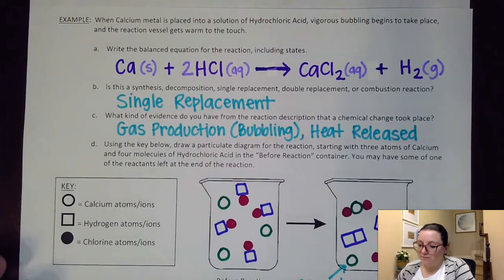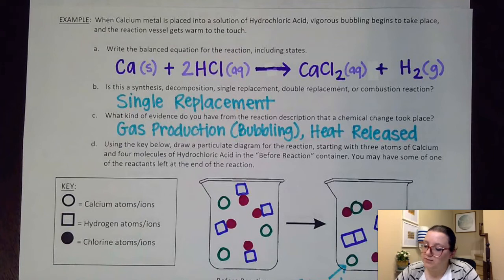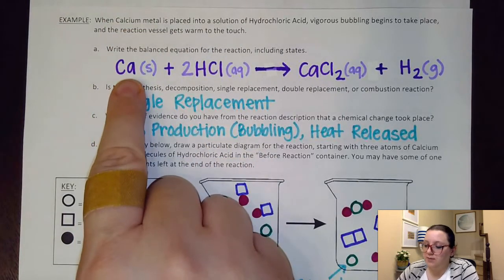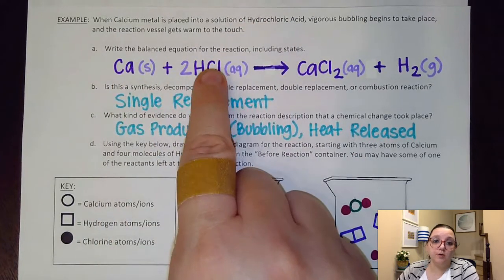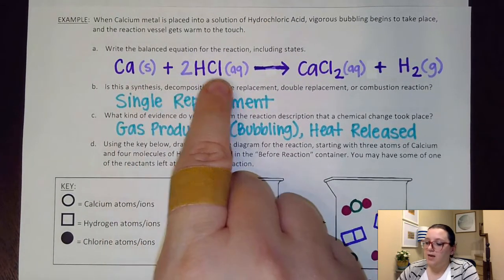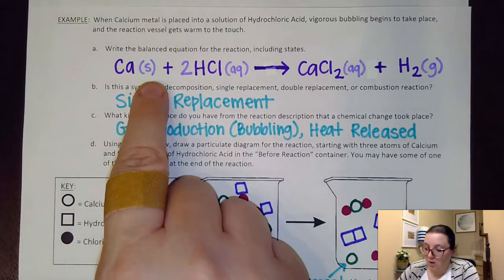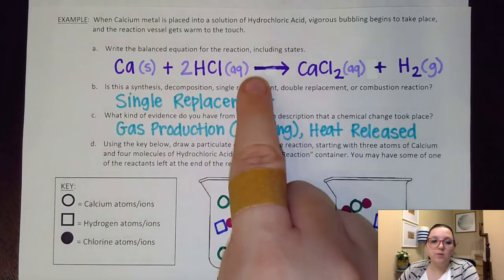So first off, it says when calcium metal is placed into a solution of hydrochloric acid, vigorous bubbling begins to take place and the reaction vessel gets warm to the touch. And what it asks us to do is to write a balanced equation for the reaction, including states. So I started off here by writing my calcium metal and my hydrochloric acid. Okay, and I put that metal would be a solid and a hydrochloric acid I know would be aq.